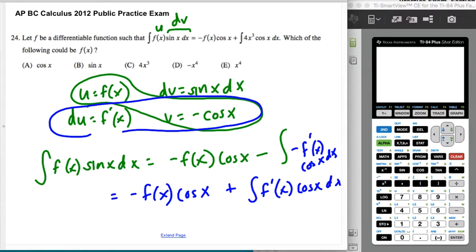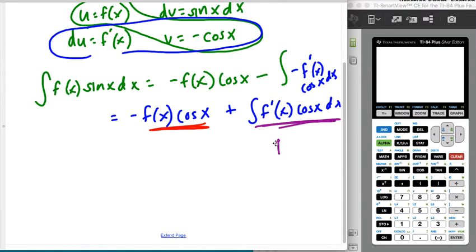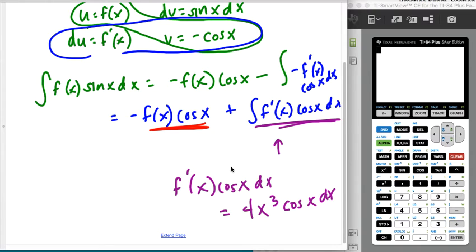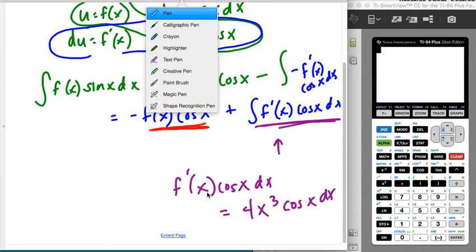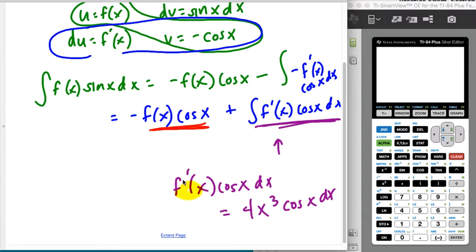Well, now I compare that to what I was given. They line up perfectly. So this thing has to be this thing, meaning that f prime of x cosine of x dx has to apparently be a 4x cubed cosine of x dx. So I can see that my f prime has to be a 4x cubed.